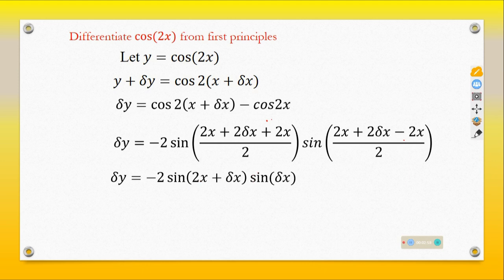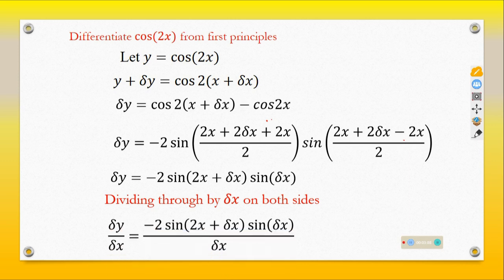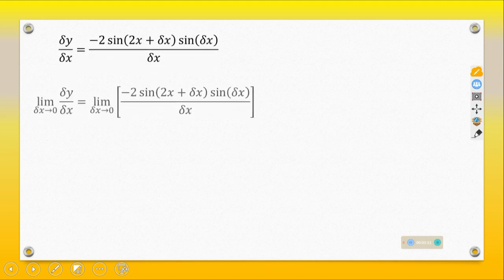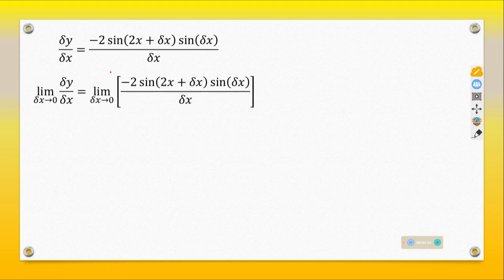From here, we shall now divide through by delta x. Dividing through by delta x on both sides, we remain with delta y upon delta x, which is the same expression divided by delta x. From there, we shall introduce what we call the limit. Taking the limit on both sides, we shall have this given expression, that is, taking the limit as delta x is tending to 0. Of course, in this one, we shall get this expression here.